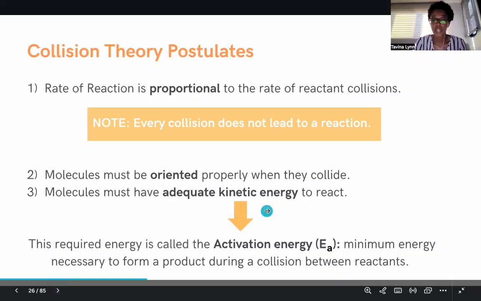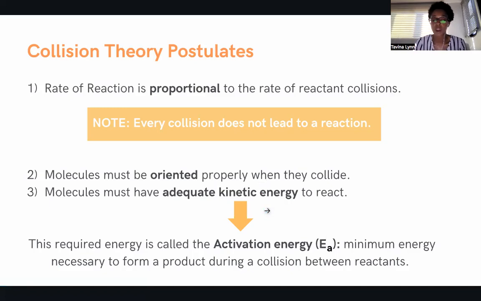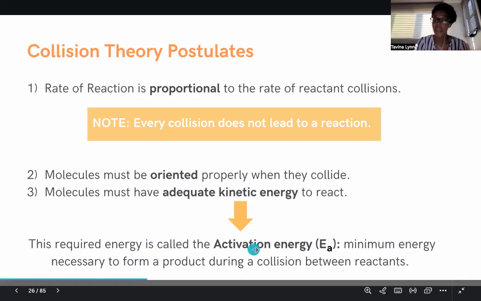This adequate kinetic energy is what is called the activation energy. So it's the minimum energy necessary for the reactants to go over, essentially, in forming a product. So I'm going to come back to that because we've seen activation energy in our reaction diagrams, but we hadn't explicitly named it.